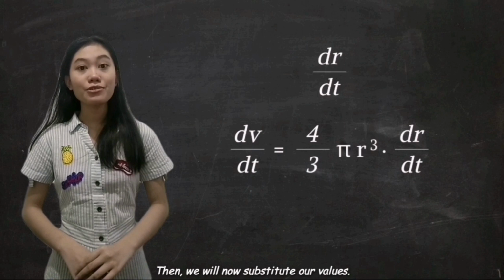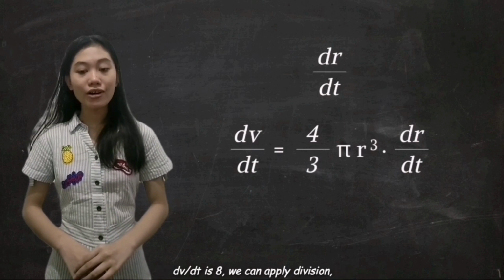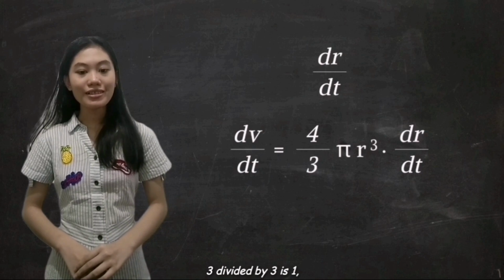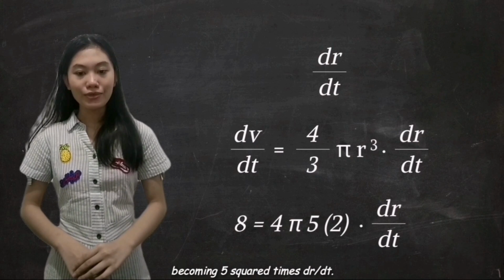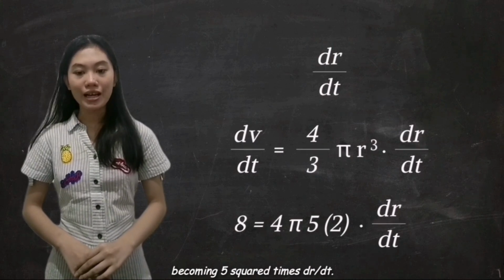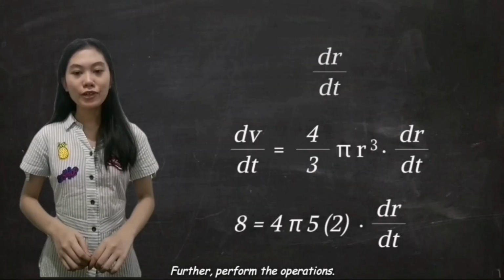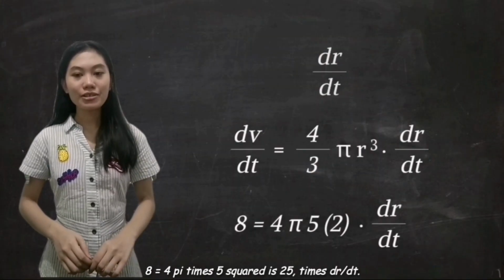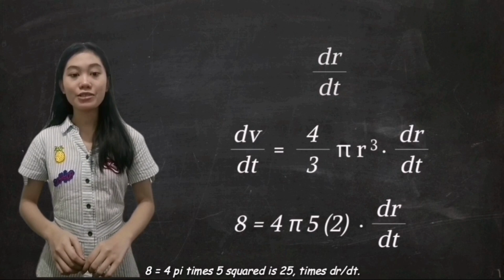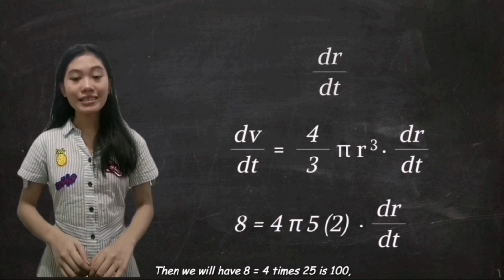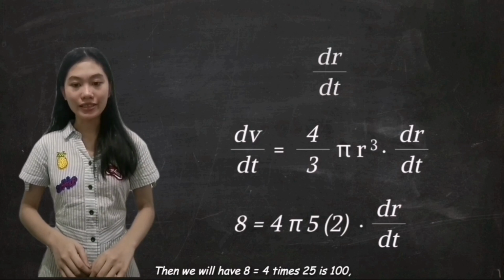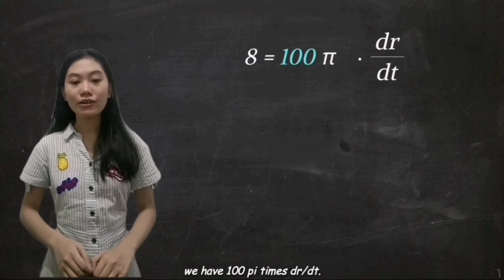Then, we will now substitute our values. dv over dt is 8. We can apply division. 3 divided by 3 is 1. We will only have 4 pi. We have a radius of 5, becoming 5 squared, times dr over dt. Further perform the operations. 8 is equal to 4 pi times 5 squared, which is 25, times dr over dt. Then we have 8 is equal to 4 times 25, which is 100. We have 100 pi times dr over dt.